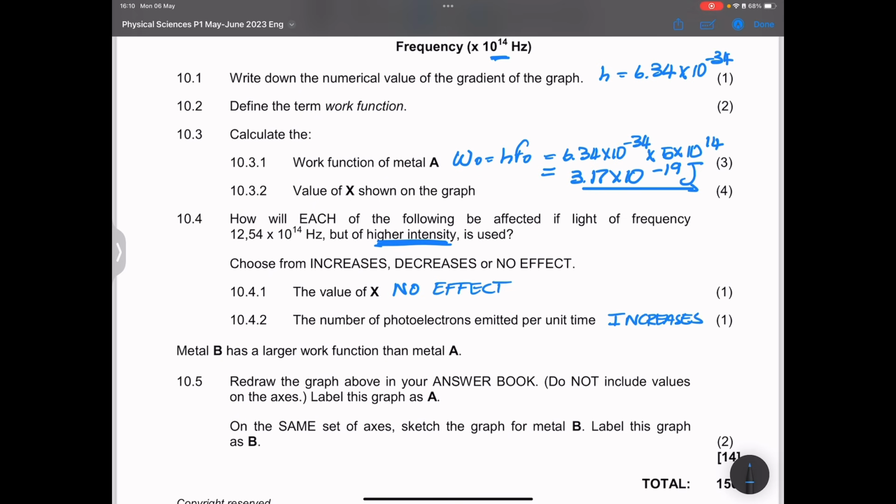Okay. And then they say metal B has a larger work function than A. So now we are choosing another metal, right? So the larger the work function, the more difficult it will be to emit electrons, right? So in that case, we will have a graph with a larger work function. So they say, redraw the graph above in your answer book, do not include values on the axes. Label this graph as A, right? And then on the same set of axes, sketch the graph of metal B. Label this graph as B.